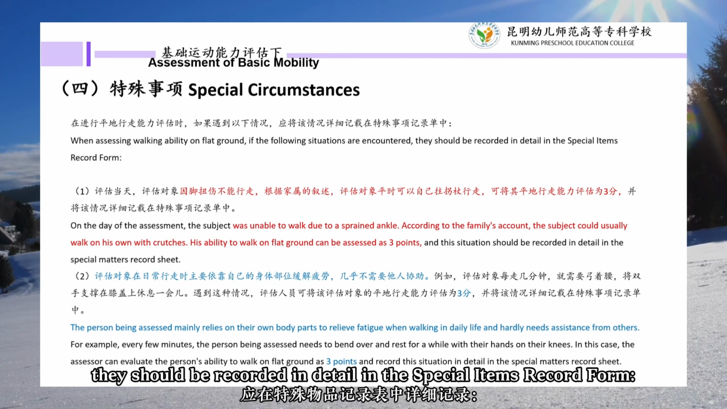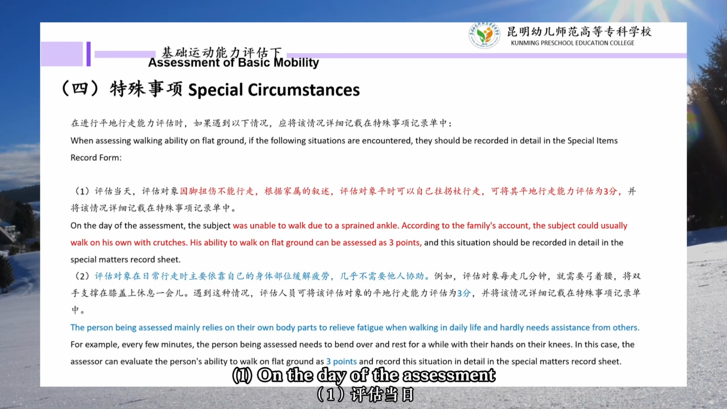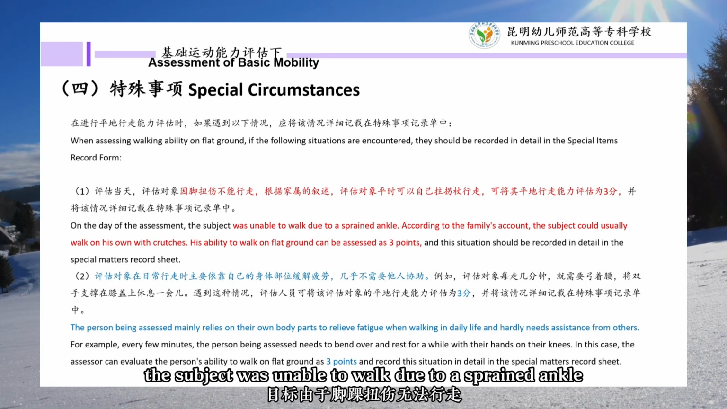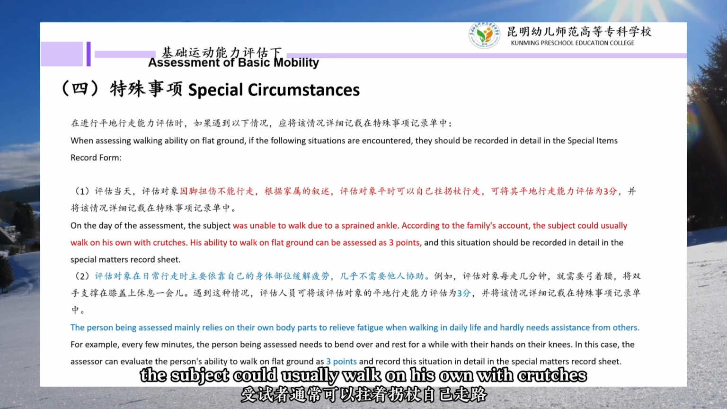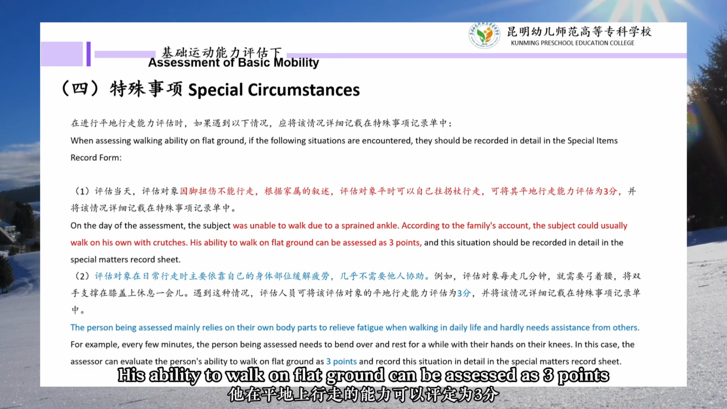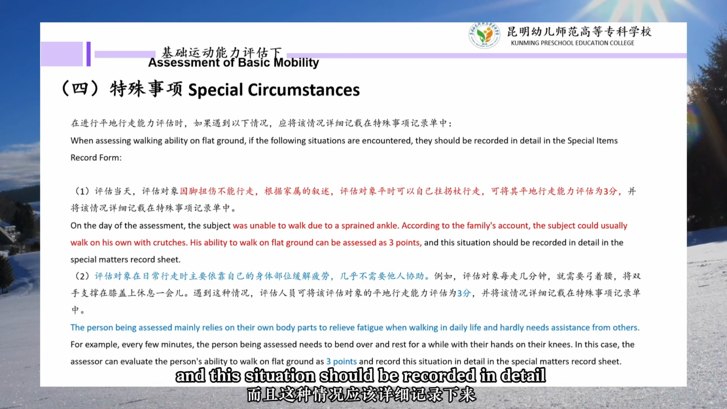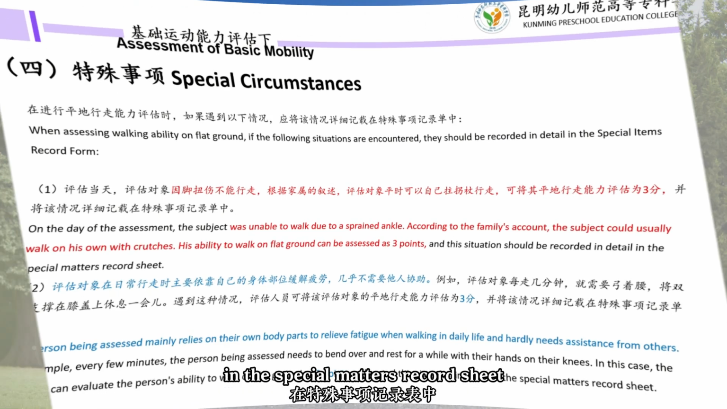Special circumstances when assessing walking ability on flat ground. If the following situations are encountered, they should be recorded in detail in the special items record form. 1. On the day of the assessment, the subject was unable to walk due to a sprained ankle. According to the family's account, the subject could usually walk on his own with crutches. His ability to walk on flat ground can be assessed as 3 points, and this situation should be recorded in detail in the special matters record sheet.